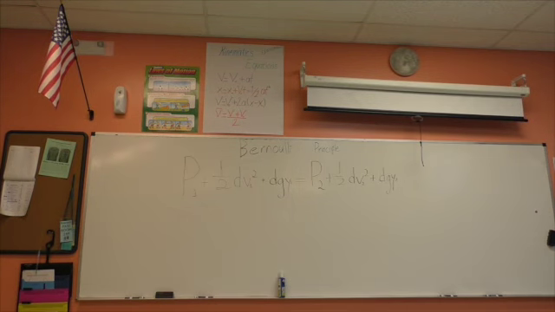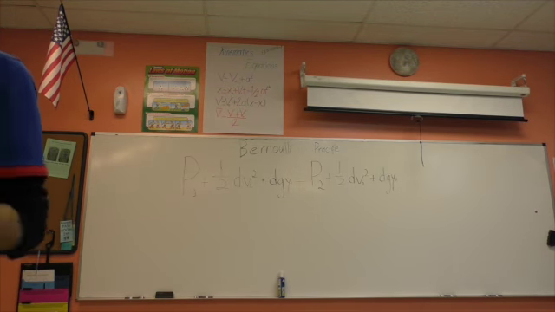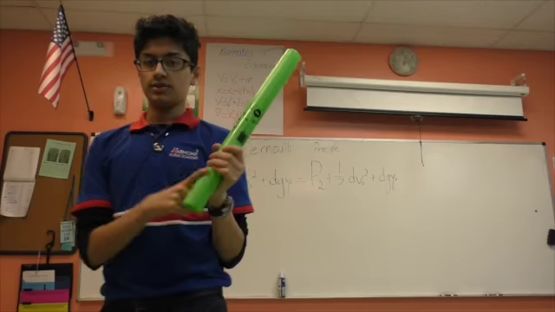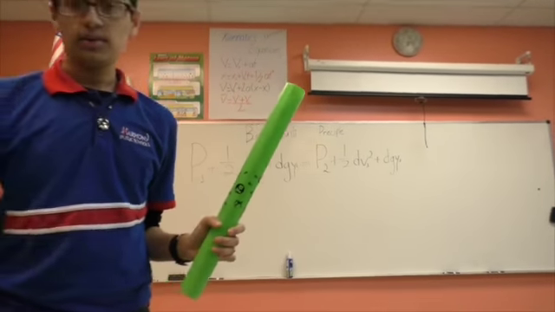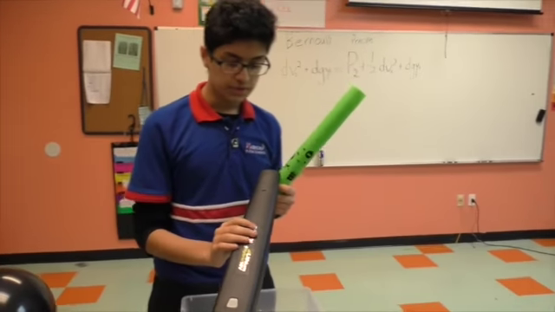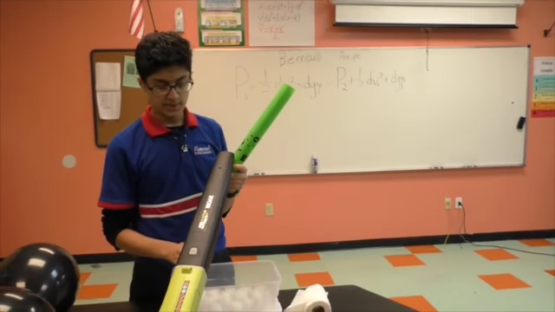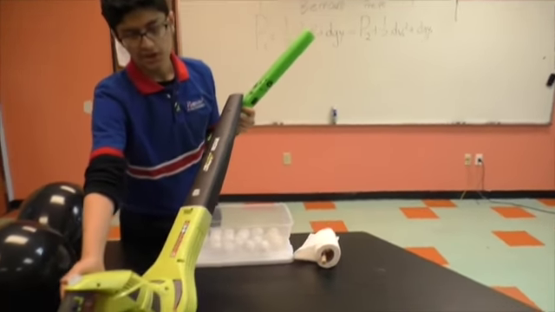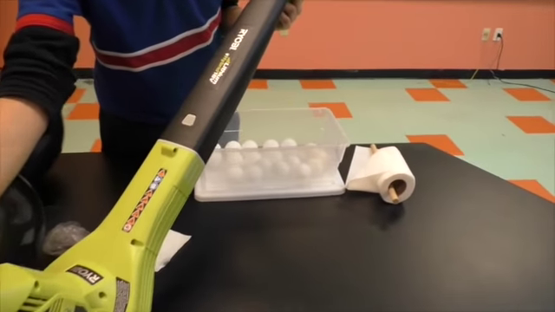This example uses a tube, some ping pong balls, and a leaf blower to really demonstrate how Bernoulli's theorem really works. So let's start by turning this on. It's a little loud, so watch your ears.